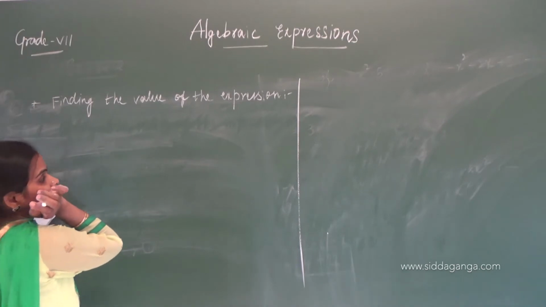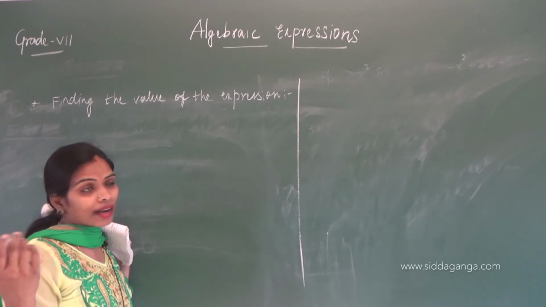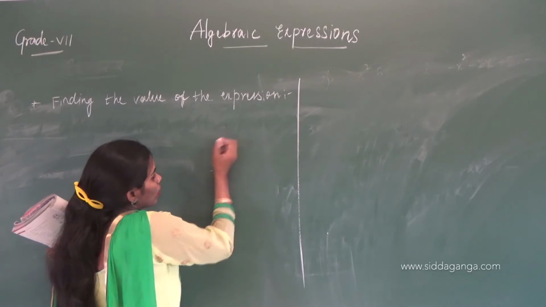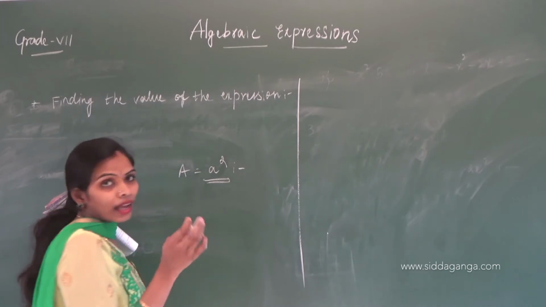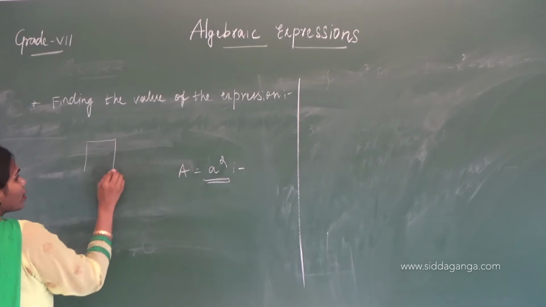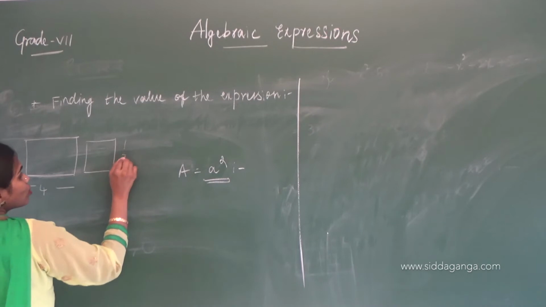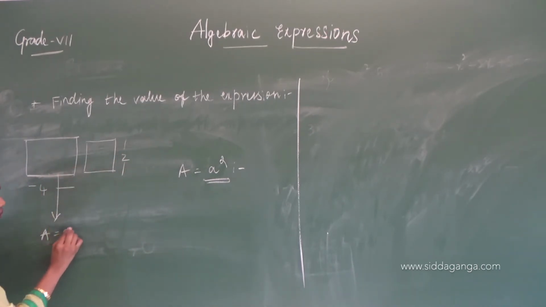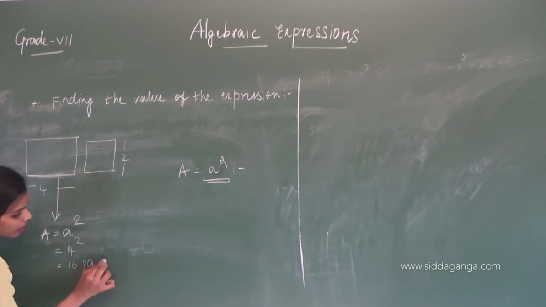Suppose I am giving an example. How to find the area of a square? Whatever the square is, this is a 4 centimeter square, this is a 2 centimeter square. The area of the square, A squared, 4 squared, is equal to 16 square centimeters.